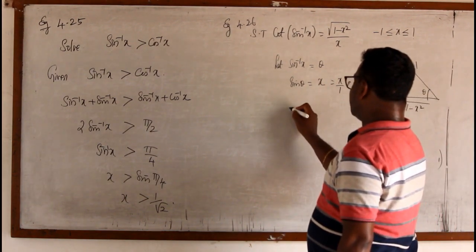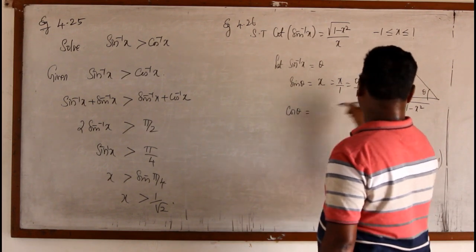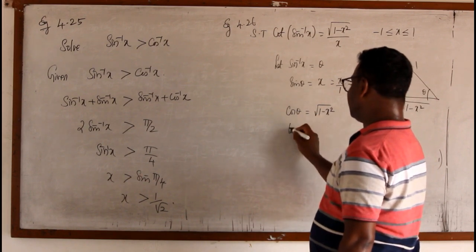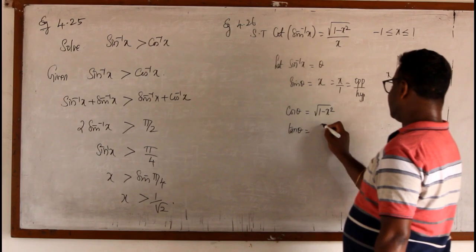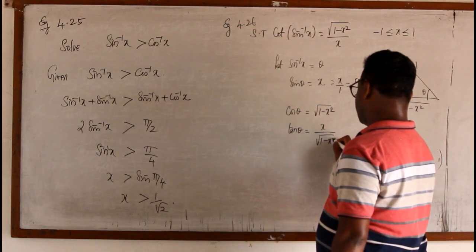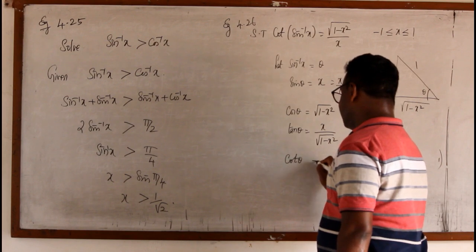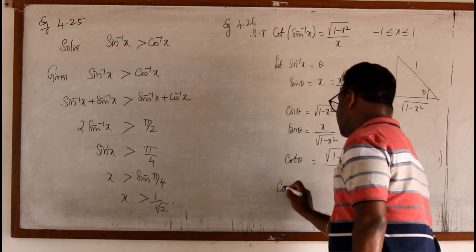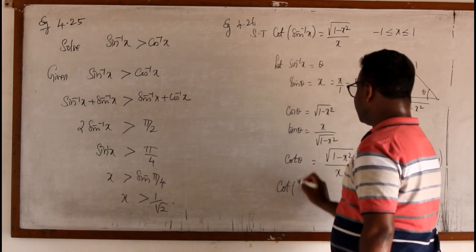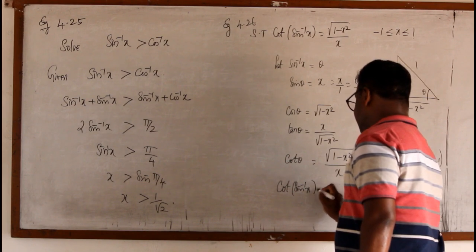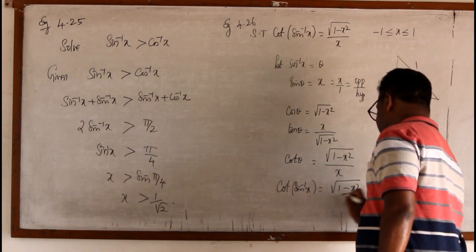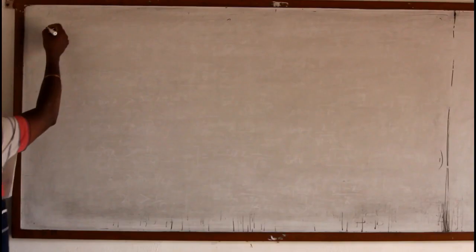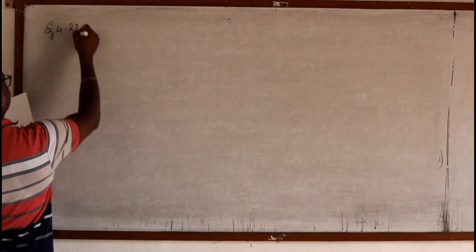From this, what will be cos theta? Adjacent by hypotenuse, root of 1 minus x square. What will be tan theta? Opposite by adjacent, x by root of 1 minus x square. Then what will be cot theta? The reciprocal, root of 1 minus x square by x. So cot of, instead of theta, shall I write sin inverse of x? cot of sin inverse of x is root of 1 minus x square by x, which is true.